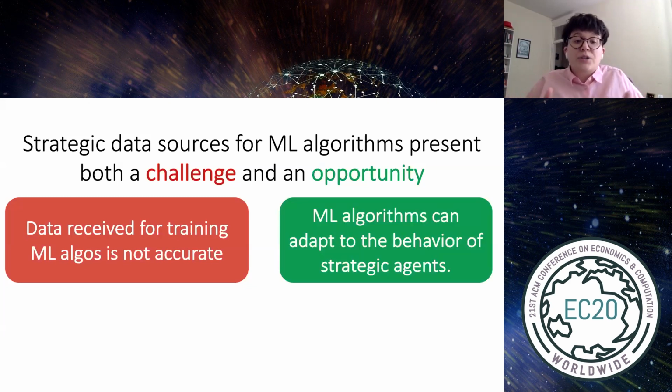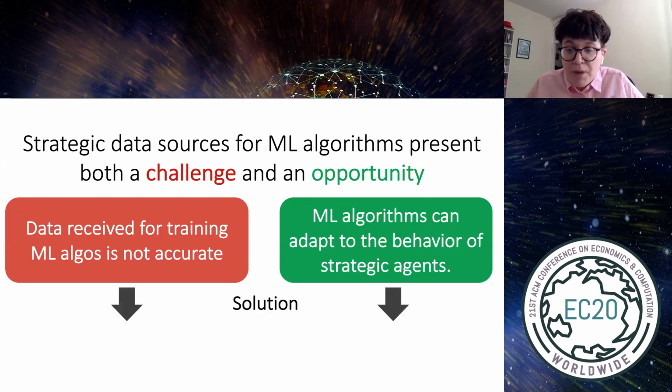And why can strategic data sources for machine learning algorithms be really an opportunity? Well, we can actually try to construct machine learning algorithms that adapt to the behavior of the strategic agents. And in this way, we can use the machine learning algorithms as a societal force for good. Think about, for example, the school submission example that we mentioned previously. If there was a machine learning algorithm that could incentivize students to spend more time studying the material, gaining better understanding of the material that's being tested, then that would be really a positive outcome for the whole society. We would be more just in judging students.